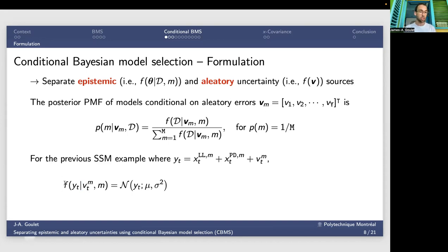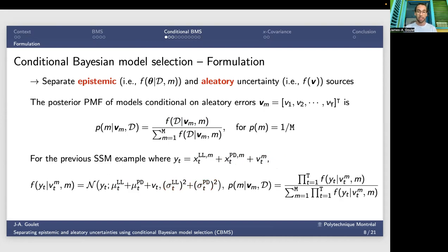So now that conditional likelihood is going to be, in the case of a state-space model, a normal that describes the probability of predicting y_t given a mean and a variance. Given this is my model, the mean is going to be the sum of my level component plus the mean of my periodic component plus v_t, which is a scalar. And my variance is simply going to be the sum of the variance of the level plus the periodic component.